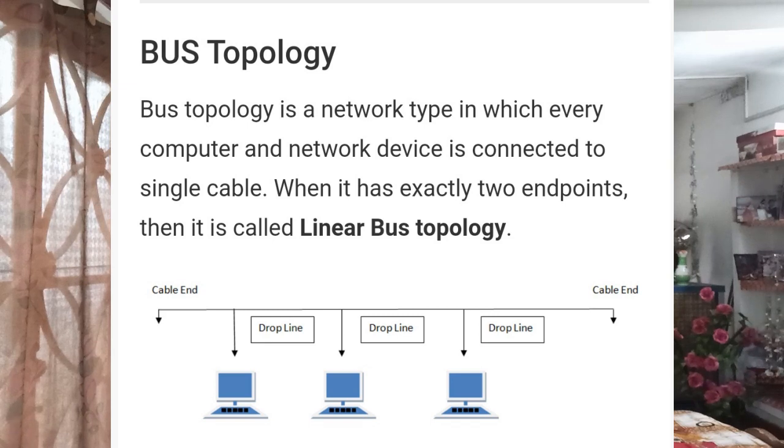The first one is bus topology. In bus topology, it is a network in which every computer and networking devices are connected to a single cable. That we see on the screen that a single cable is there and all the computers and networking devices are connected to that single cable, and there are only two end points, so we can say that this is a linear bus topology. Now we have to see because of two end points it is known as linear topology. We can say that the data can flow or transmit in one direction only.